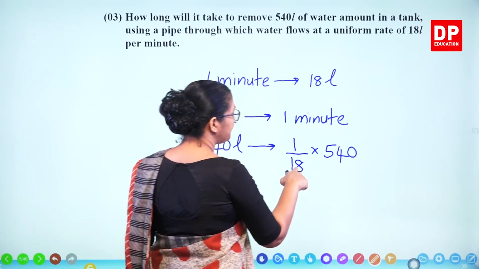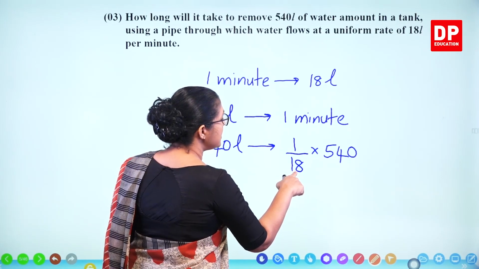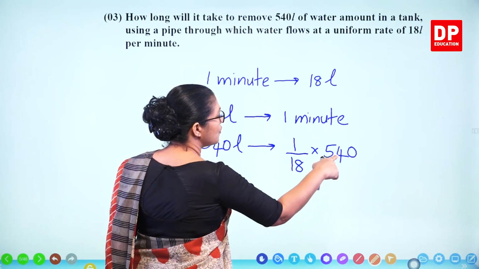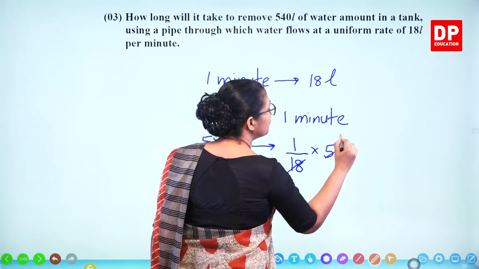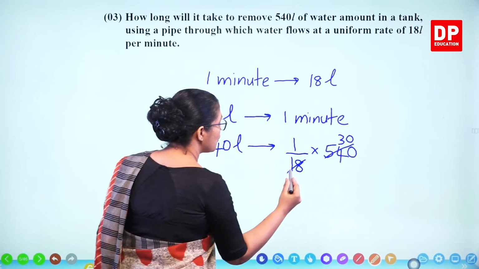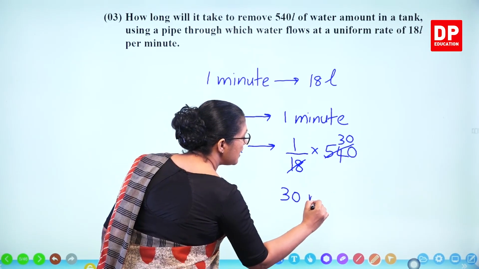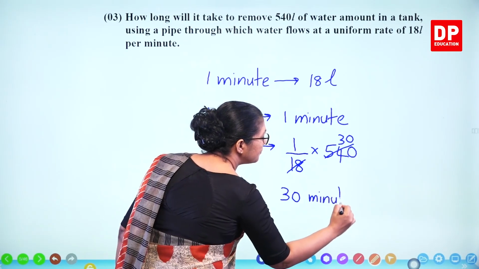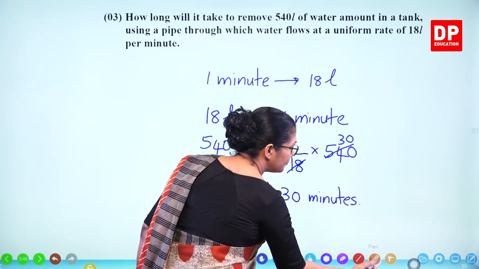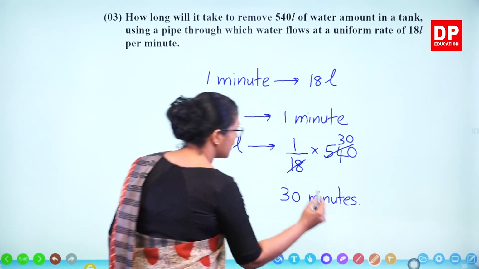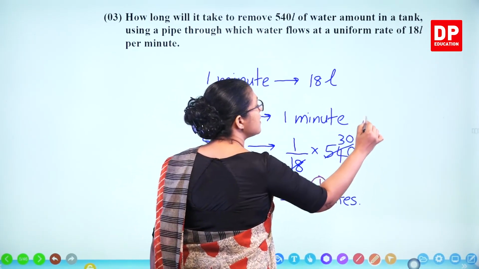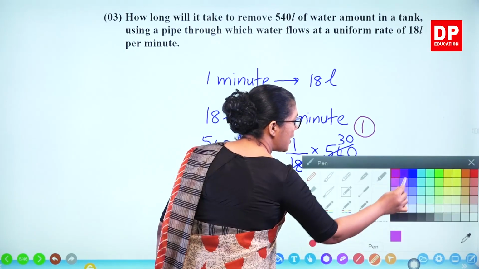What's the value? 18 times 3 is 54. So here 3, 0. That means 30 minutes. So 2 marks for that question: 1 mark for the answer and 1 mark for the method.